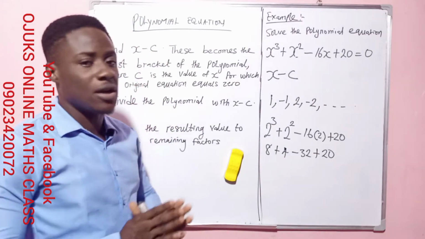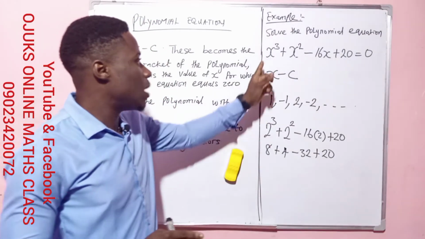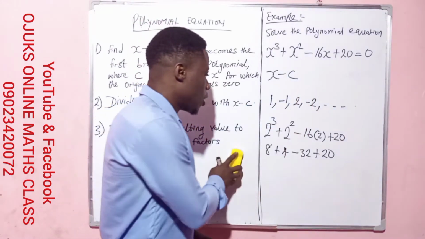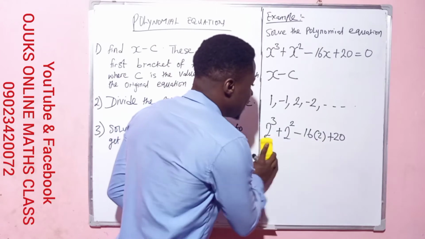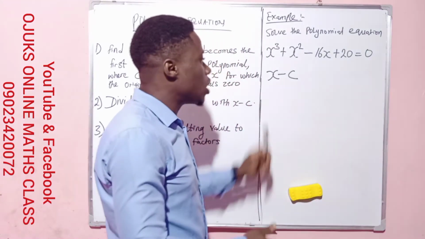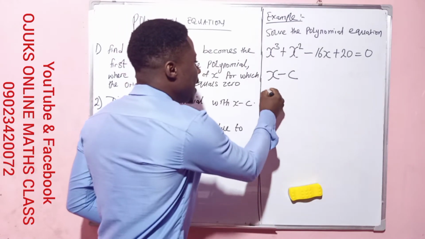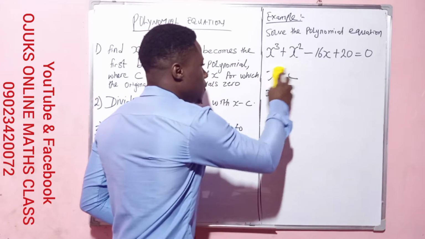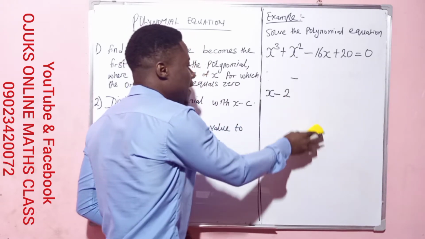So we have actually gotten the value of x that will render this equation 0. So our c becomes 2, because 2 is the value of x that made this equation equal to 0. So our x minus c becomes x minus 2. This is the first factor.